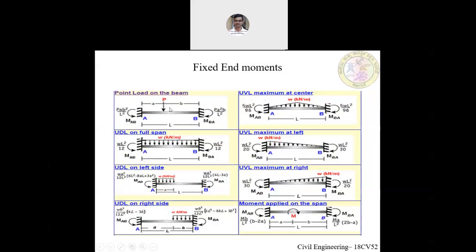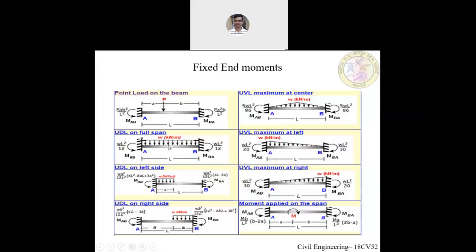Now we can see that since the P load is nearer to joint A, the magnitude of the moment at A should be more. So you can remember that it is P a b². So b is higher than a. So this side it should be P a b²/L², and the other side it is P a² b/L².